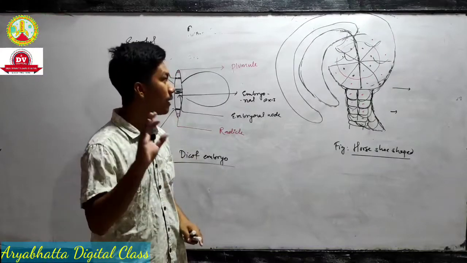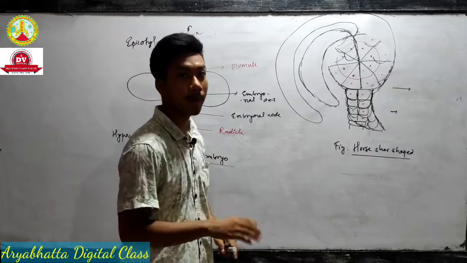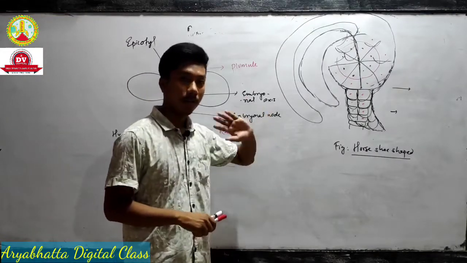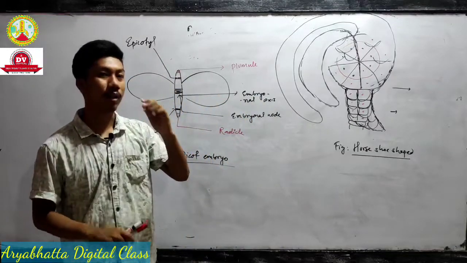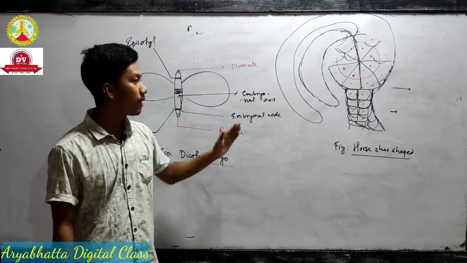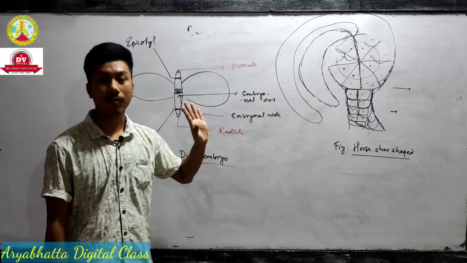Make the diagram clear and beautiful, step by step. Okay, explanations are done, so write the answer by yourself. First diagram, then answer. Okay, so we have completed the process of formation of dicot embryo.